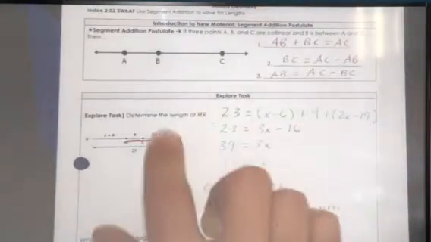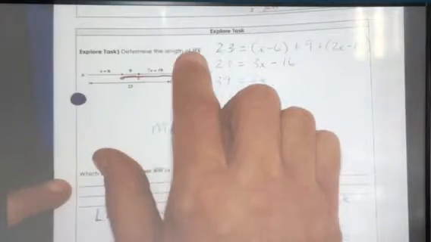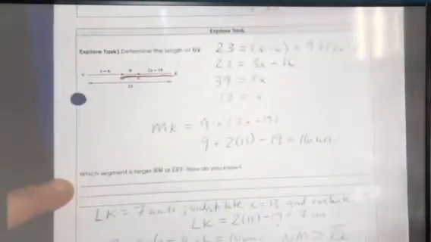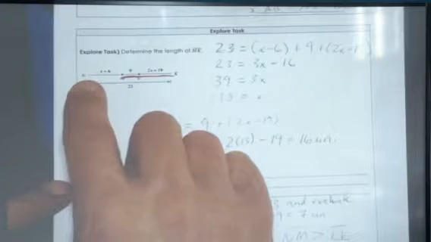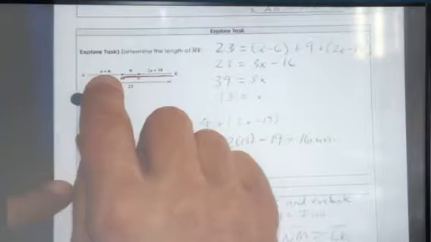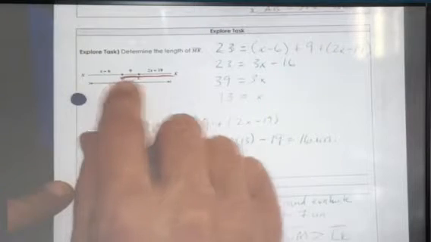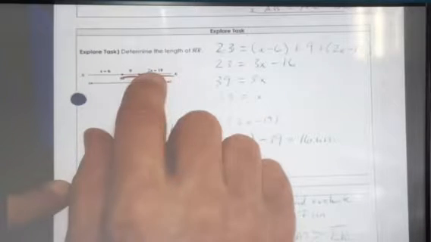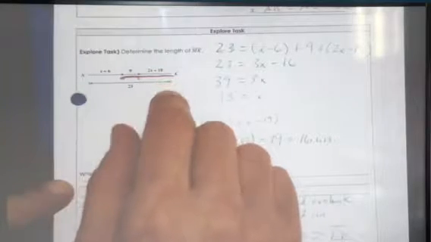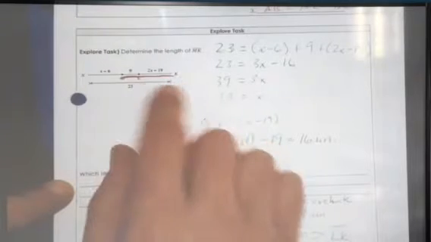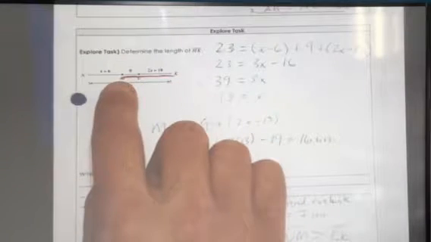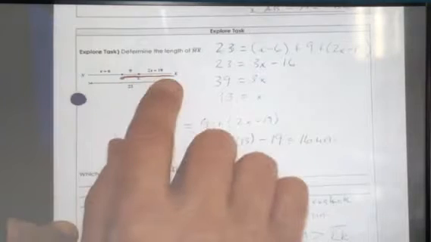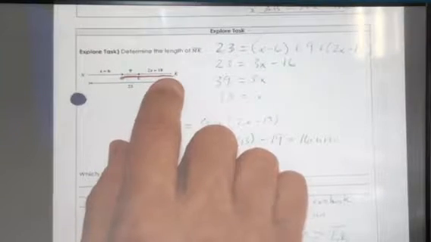Okay, cool. Now we have this explore task. Determine the length of MK if this first segment NM is x minus 6, the next segment ML is 9, the last segment LK is 2x minus 19. Now it's asking us for MK, so it's asking us for just this amount highlighted here. So this is going to be a little bit tricky.